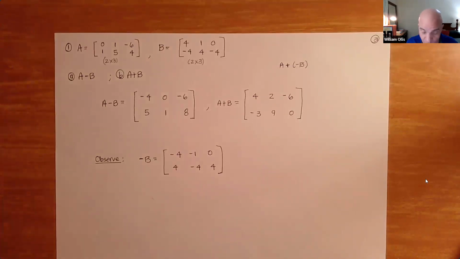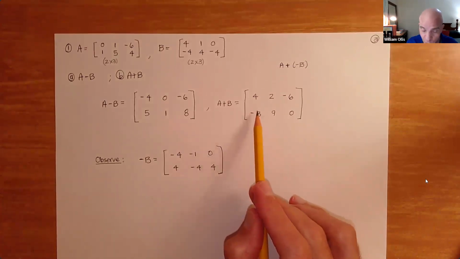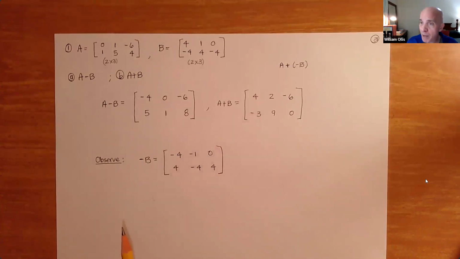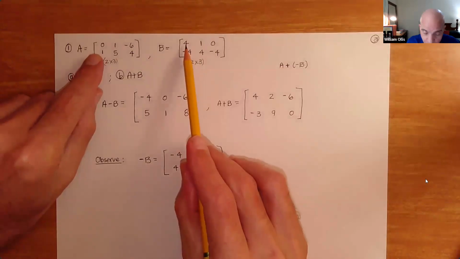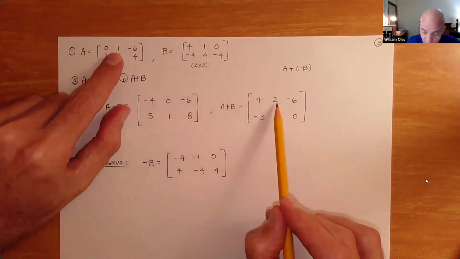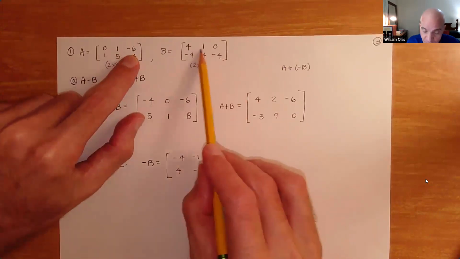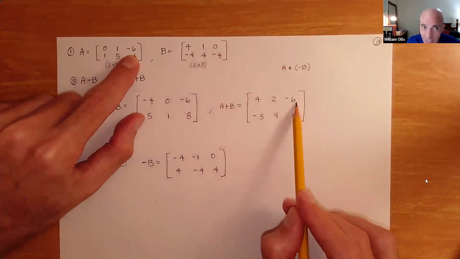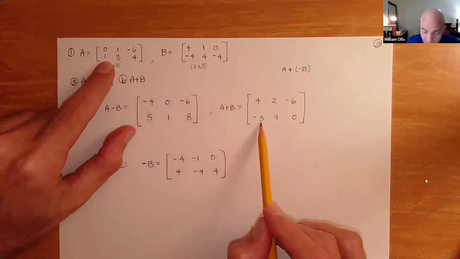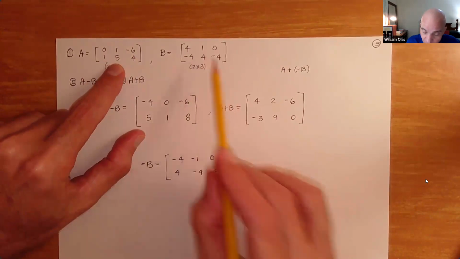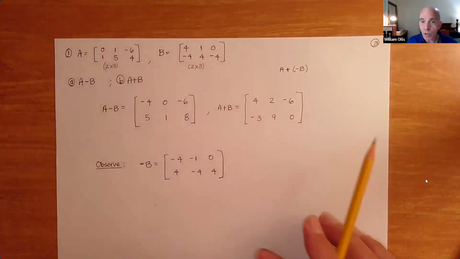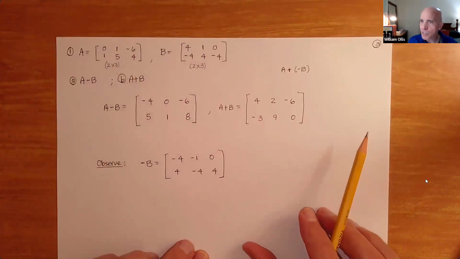So now, of course, if we do the addition first, remember, like I said before in the definition, we simply add corresponding entries. So we have 0 plus 4, which gives us 4, 1 plus 1, which gives us 2, -6 plus 0, which gives us -6, and then we have 1 plus -4, which gives us -3, 5 plus 4, which gives us 9, and 4 plus -4, which gives us 0. So addition is very, very simple.